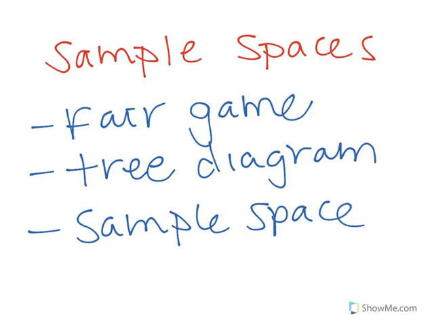This lesson is on 9-2 sample spaces. The vocabulary I'm going to talk about is fair game, tree diagram, and sample space. So a game in which players of equal skill have an equal chance of winning is called a fair game. A tree diagram or table is used to show all the possible outcomes, or sample space, in a probability experiment.